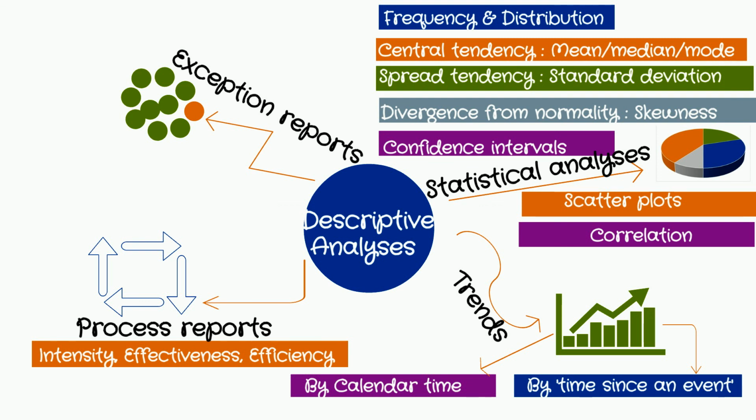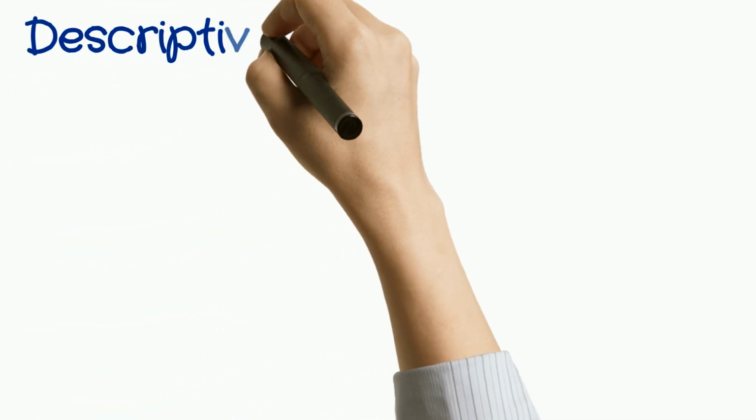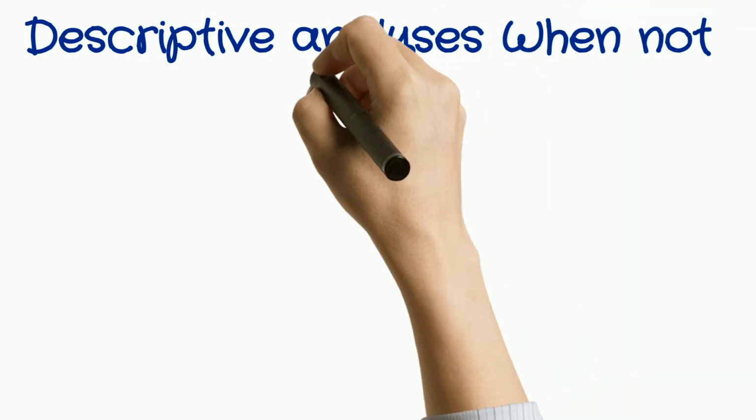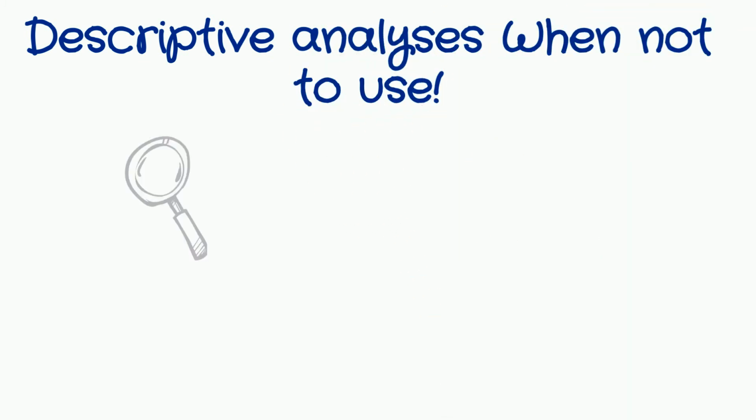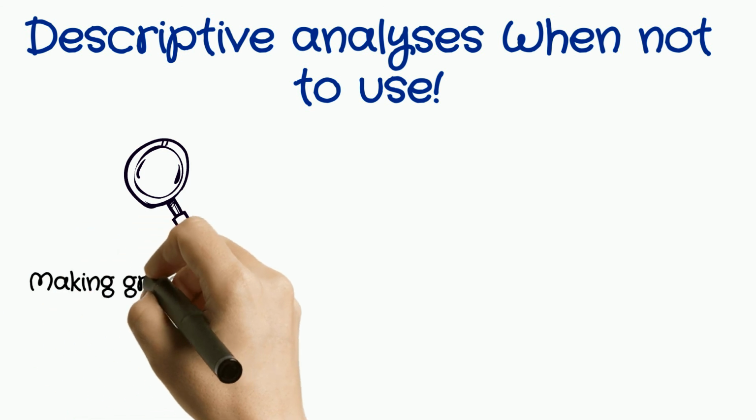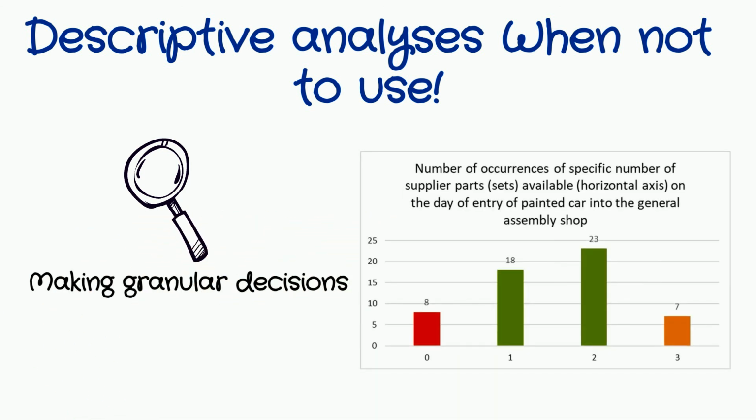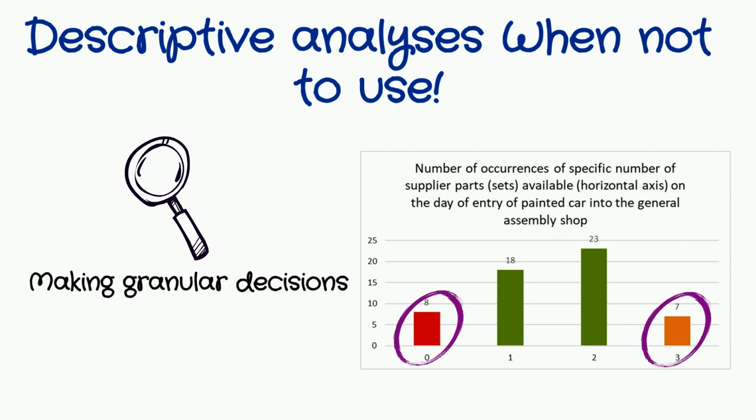Finally, couple of occasions when descriptive analysis could be misleading and should not be used. First, if you want to make granular decisions on your operating processes, like should you be getting the supplier parts ordered earlier to solve for the wait period in the general assembly shop. This is a separate piece of analysis that needs to look into trade-off between delay and storage costs.